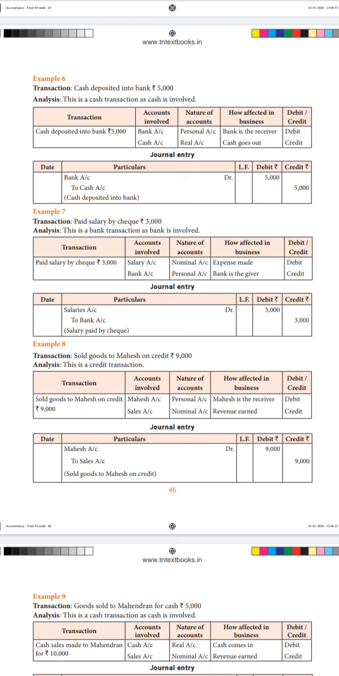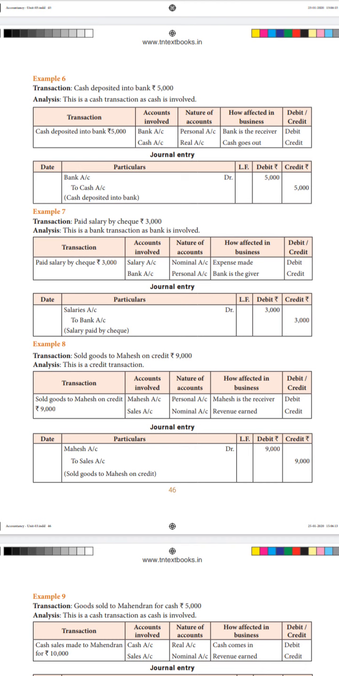Okay. Example 7. Paid salary by check. Paid salary, which means here you have to take up salary as one account, and the other account which is visible here is check. Whenever we see check, immediately we have to treat that as the bank account. So one account here is salary, the other one is bank.